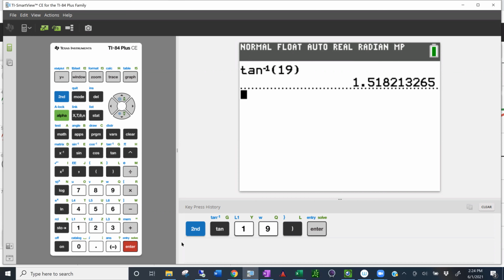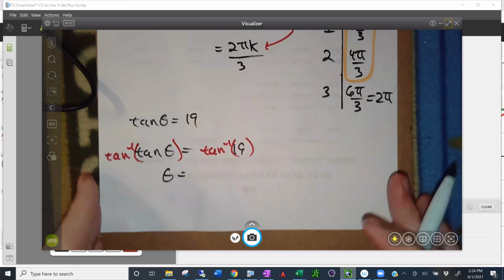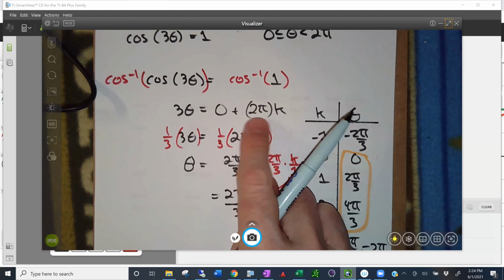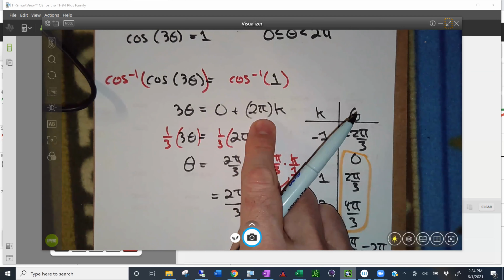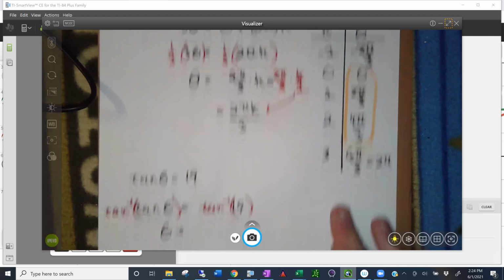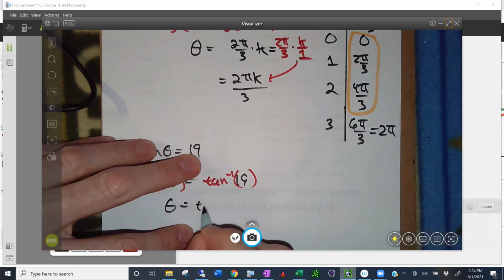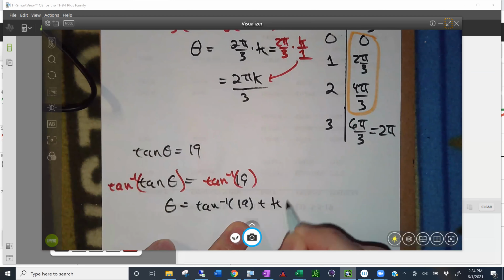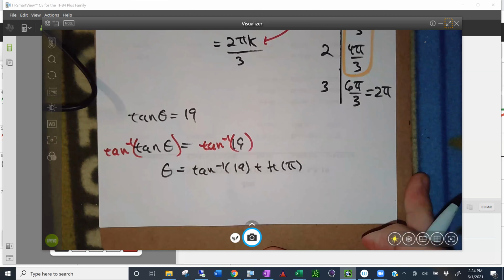So that's one answer. Now there's something a little bit peculiar about the inverse tangent, or rather the tangent function. Cosine and sine, and secant and cosecant for that matter, are periodic with period 2 pi, right? How about tangent? What's the period of tangent? Pi by itself. Yeah. So I'll write this as the inverse tangent of 19 plus k times pi. Again, those are my general solutions here.